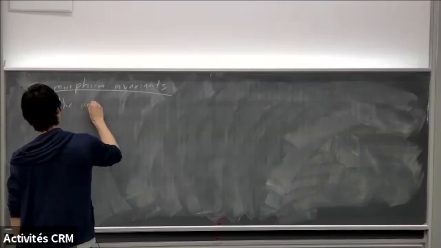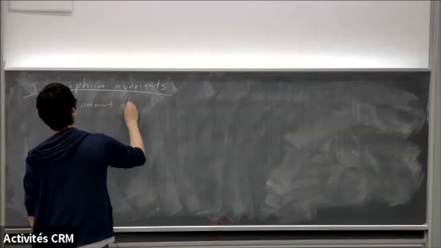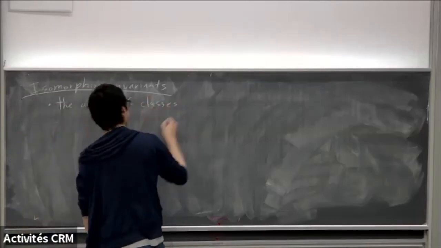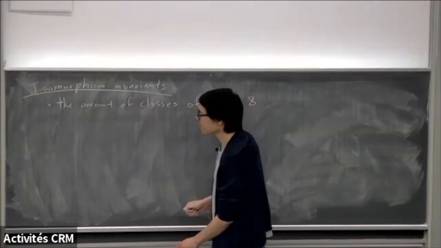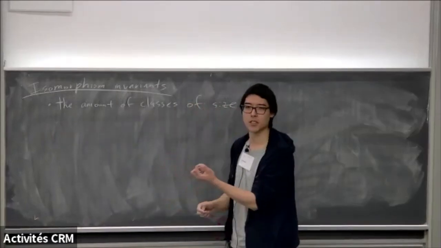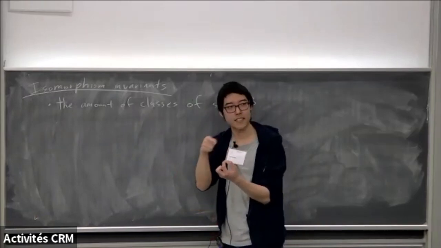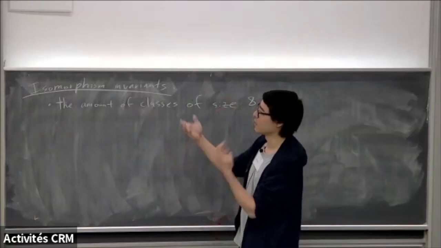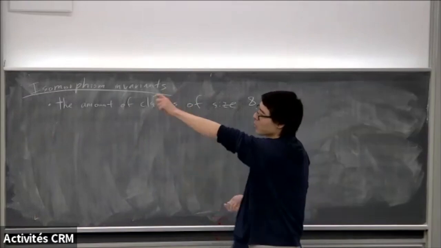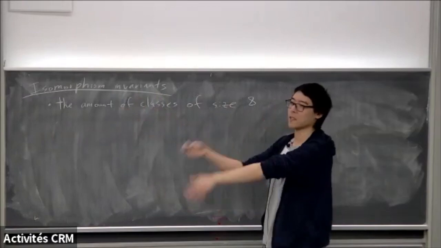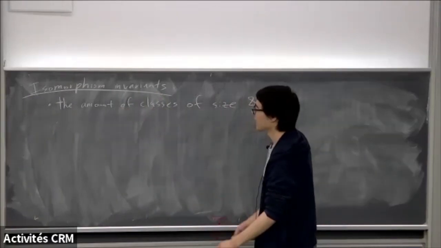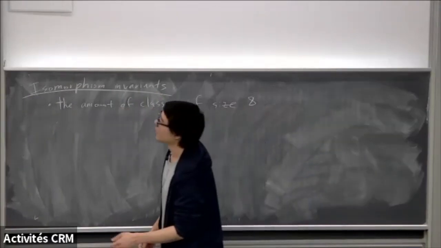the amount of classes. A class in the equivalence class of, I don't know, of size 8 or something. I mean the measure of points for which the orbit has size 8. So that's invariant under isomorphism because the isomorphism still respects the sizes of the classes, right? Okay, but maybe all your classes are infinite, so this is not interesting.